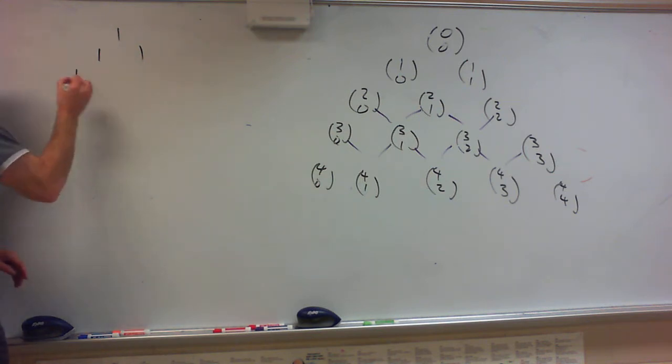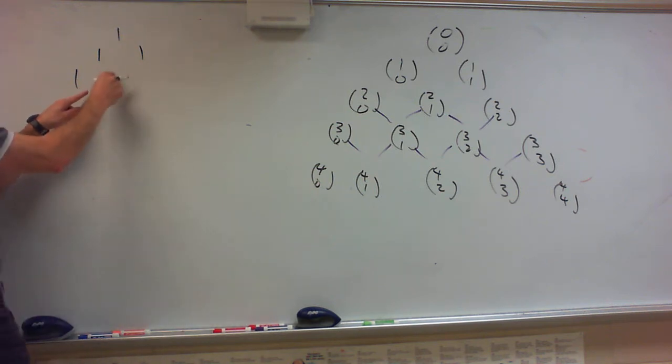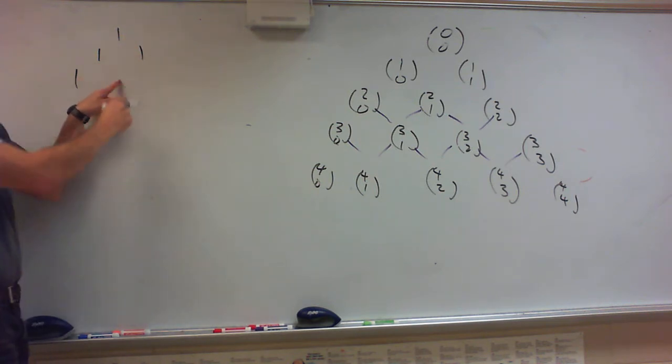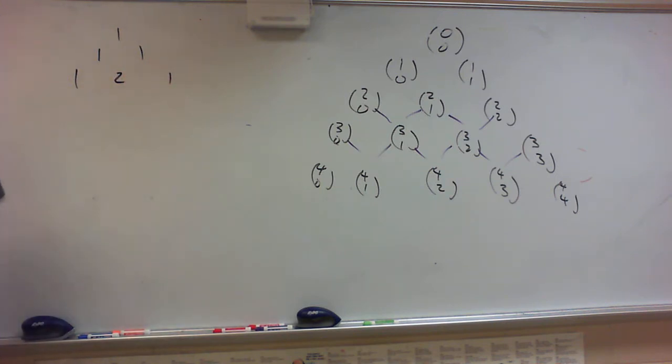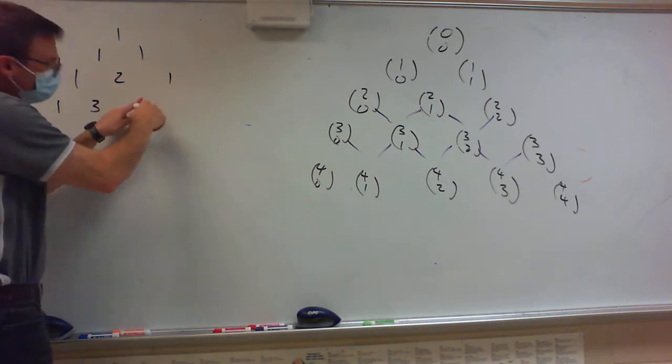And then there's this row that starts with a 1, and how you get this term is you add these together. So what do I get? 2. And then you end with a 1. Right? And then we're going to start here, and well, it starts with a 1. And if I add these together, what do I get? 3. Then I add these together, what do I get?